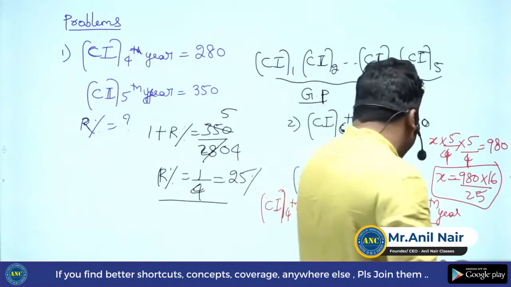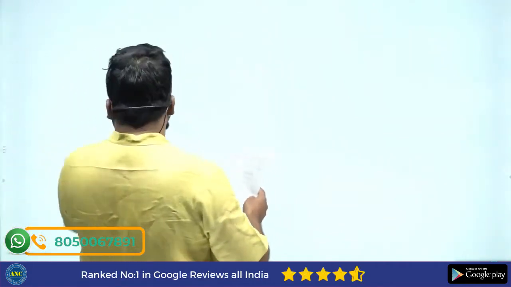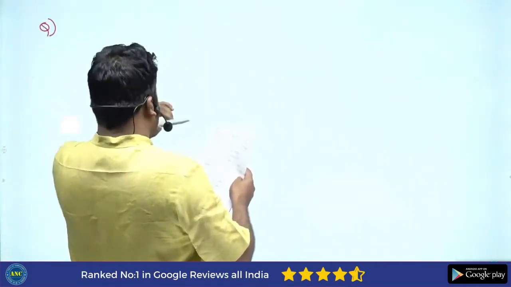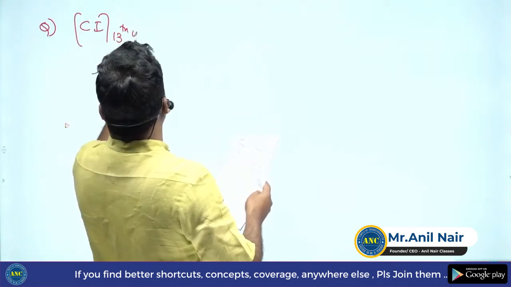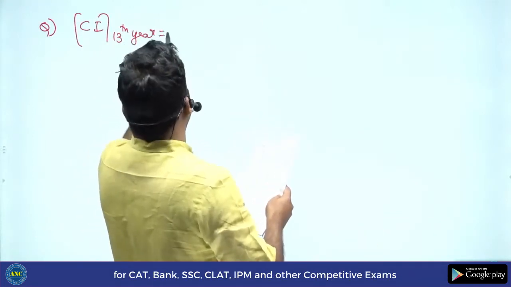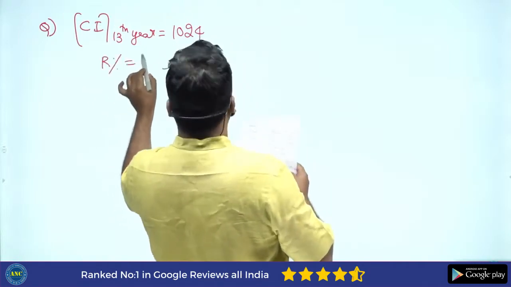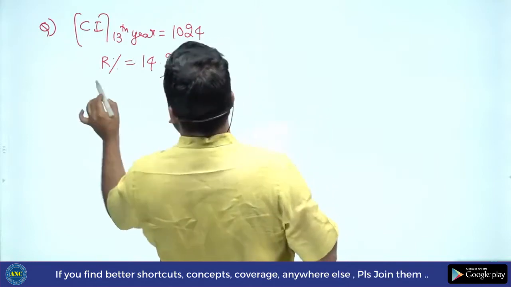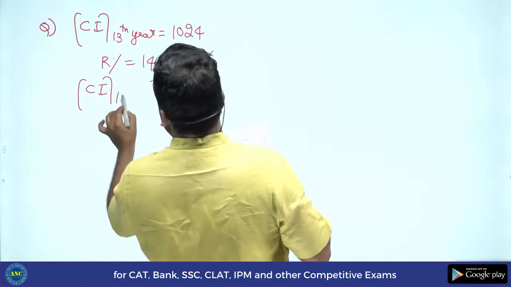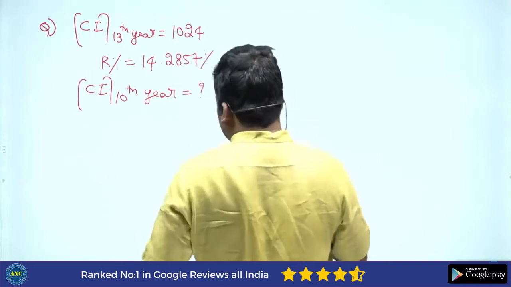Now let me take the questions which he has asked me. He was attempting one mock question it seems. CI for 13th year is 1024. R percentage is 14.2857 percentage. Find CI for 10th year. Particular year is given. Next question.